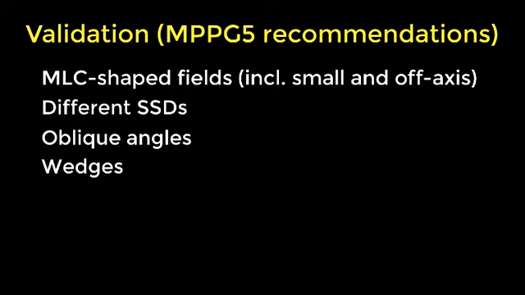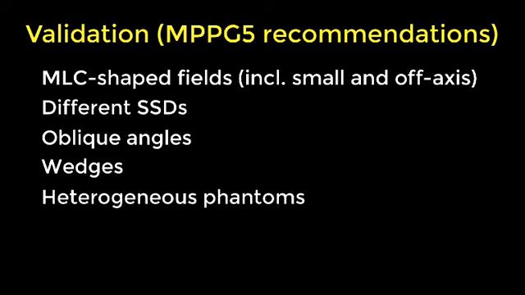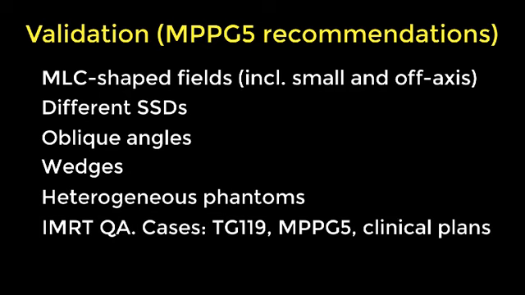You should look at heterogeneous phantoms. So you can have a phantom that has, let's say, a low density insert that mimics lung, or a high density insert that mimics bone, and you can measure dose after those inhomogeneities. You should do IMRT QA like we talked about in the previous video, and you can do test cases from TG119, and the MPPG itself has test cases you can download, and you should do clinical plans. Then finally, importantly, this MPPG recommends that you should do end-to-end tests and external phantom-based review that we'll talk about in a minute.